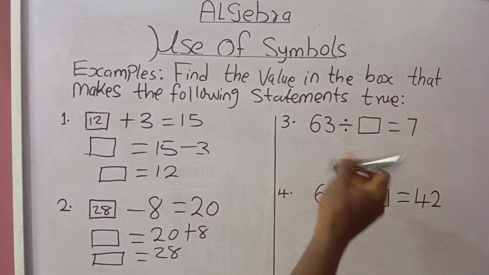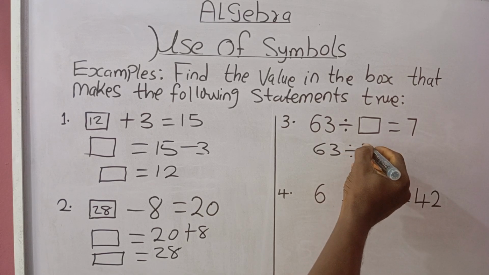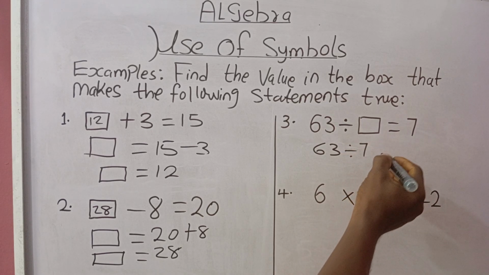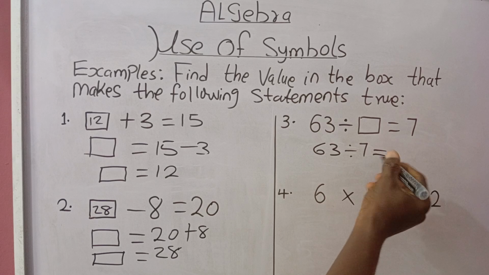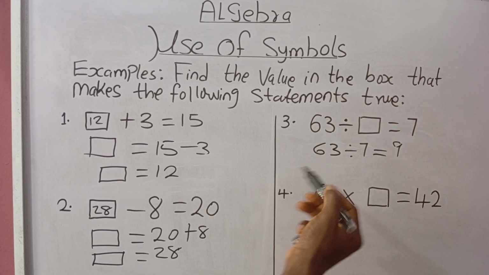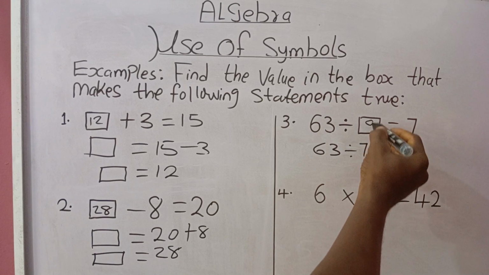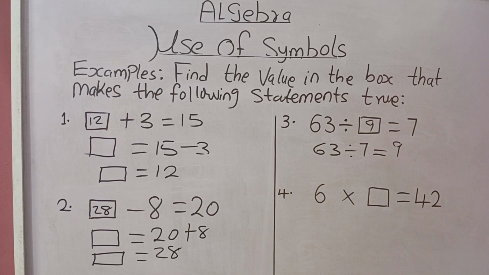All right, so the solution will be 63 divided by 7 will give us the value of the box, and 63 divided by 7 will give us 9, because 9 times 7 will give us 63. So the number that goes into the box to make the statement true is 9. So 63 divided by 9 will give us 7, and that makes it a true statement. Let's move to number 4.